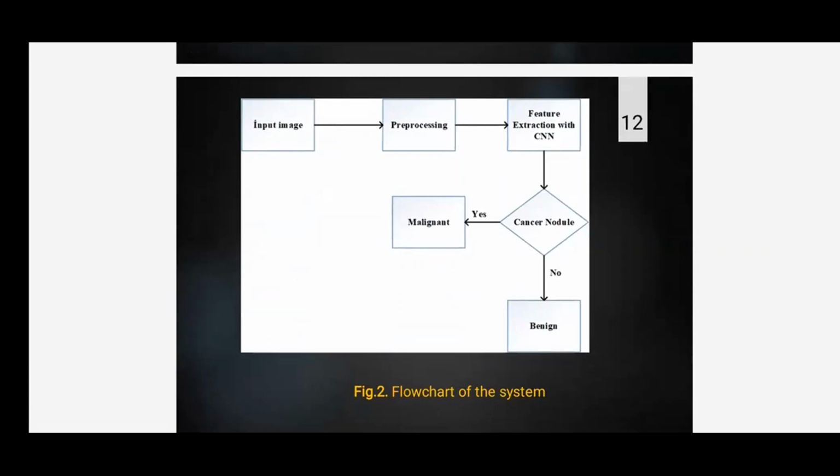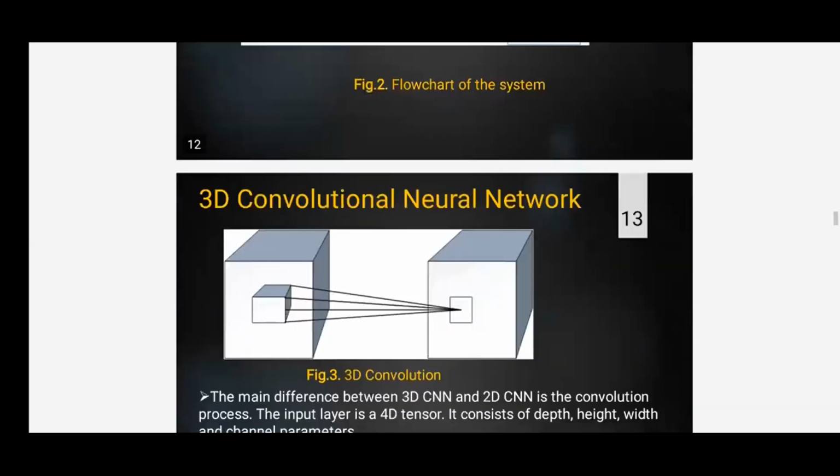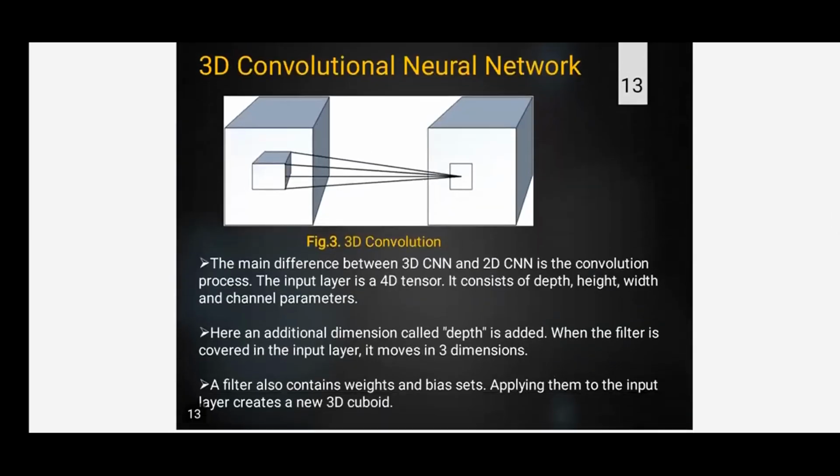In the pre-processing, they will scan all the nodules in the scan image, and further extract with the convolution, and if a cancer nodule is present, then it is malignant. If it is not present, then it is benign. And this is the 3D convolutional neural network.